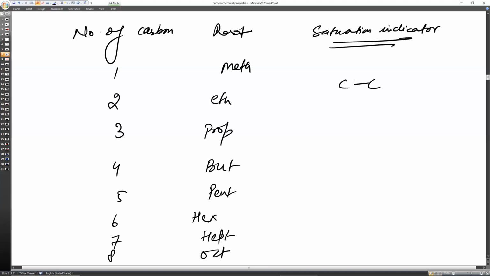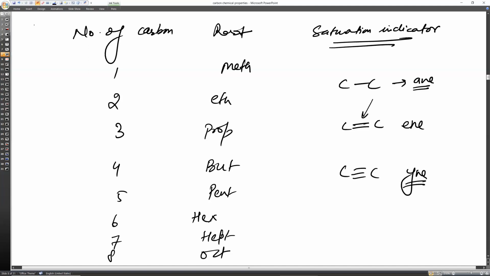If there is a single bond everywhere between carbons, then we use ane as the saturation indicator. If there is a double bond between carbons, mark my point, I'm talking about carbon, not oxygen, then we use ene. If it is a triple bond, we use yne. Got it? Yne.